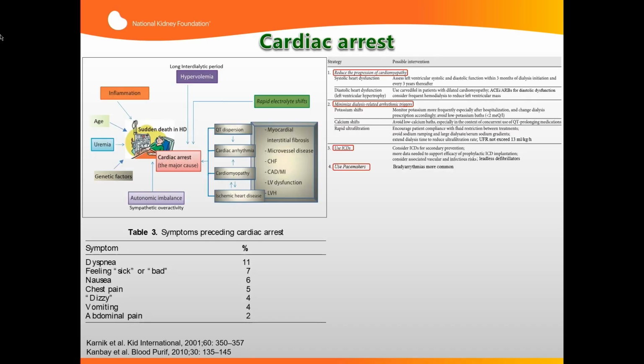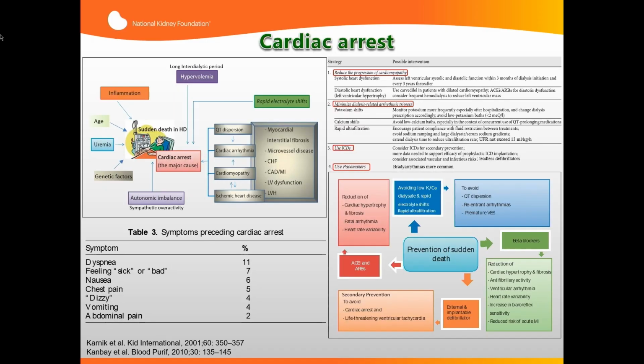So always, if you have to, extend the dialysis time if possible, but do not try to remove a bunch. That's why they say 13 mL per kilogram per hour is what they would recommend. But I know a lot of your patients abuse that privilege. They bring in a lot of volume. So education, education, education. Finally, ICDs have only been studied in ESRD patients for secondary prevention. They have not been studied for primary prevention, and bradyarrhythmias are common in dialysis patients. So pacemakers are an option if you do have a bradyarrhythmia.